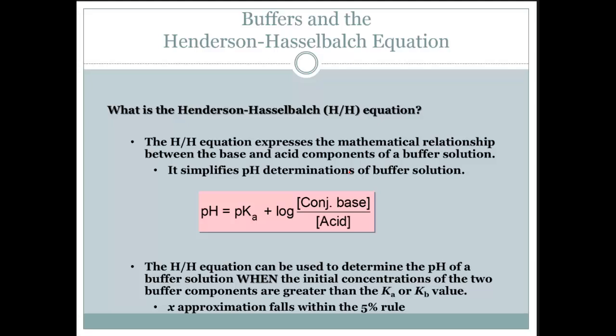Now there is an easier equation. This is the Henderson-Hasselbalch equation. The Henderson-Hasselbalch equation expresses the mathematical relationship between the acid and the base components of a buffer solution. It simplifies the pH determination of a buffer solution with its final equation. The pH is equal to the pKa plus the log of the concentration of the conjugate base over the acid.